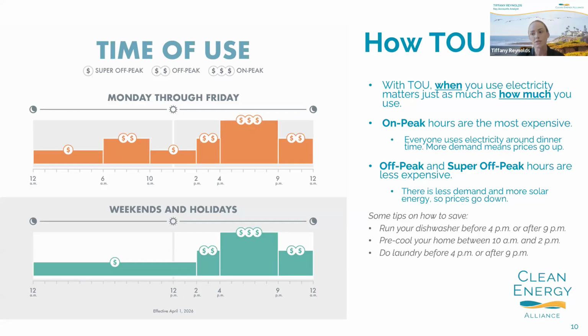I am not a morning person, so I will not be doing my laundry before 6 a.m., but I do like to do my laundry on the weekends. Anytime between midnight and 2 p.m. is a good time to do your laundry.